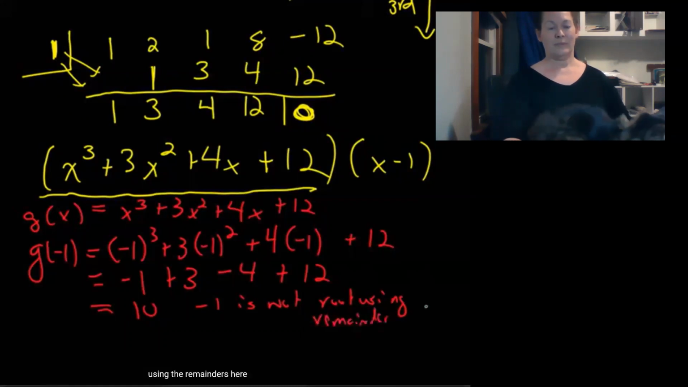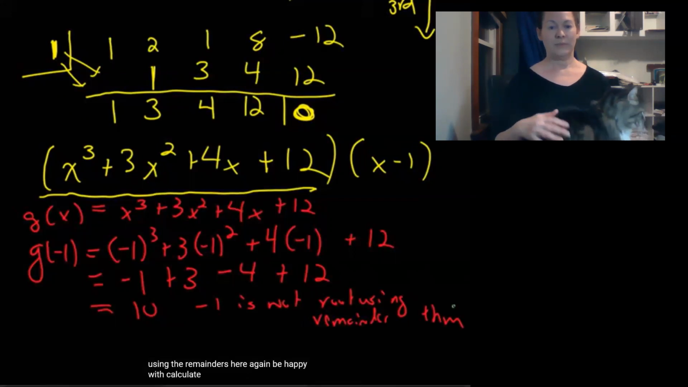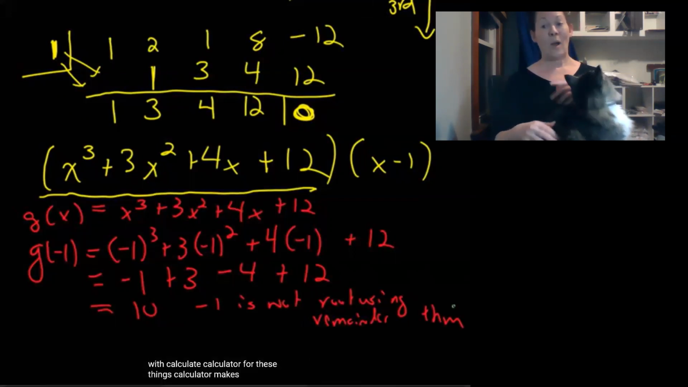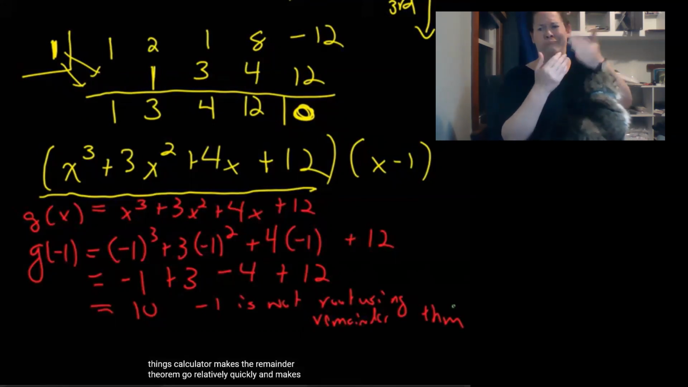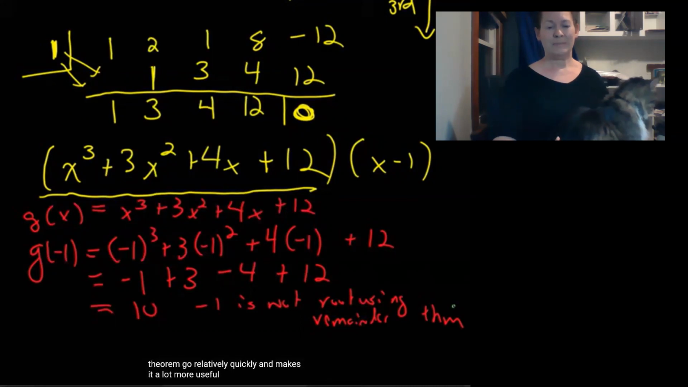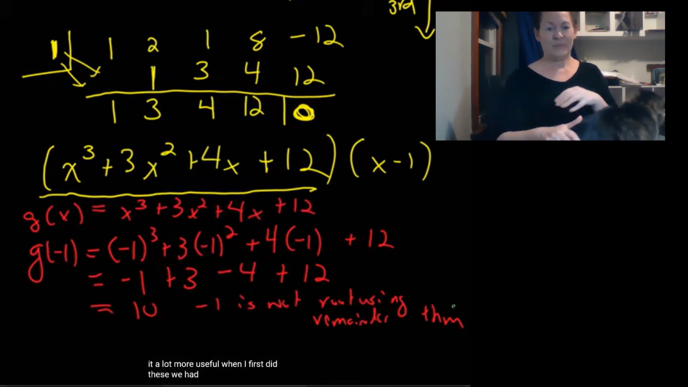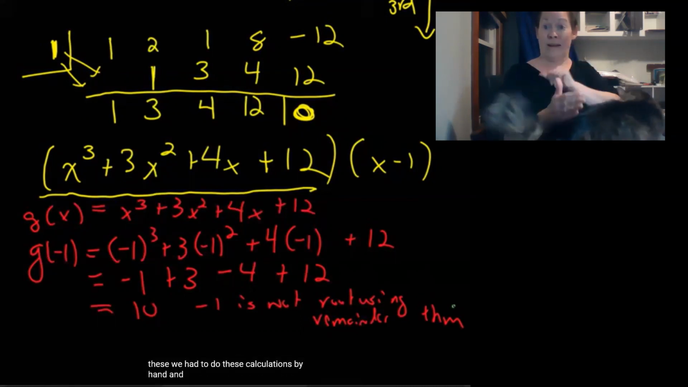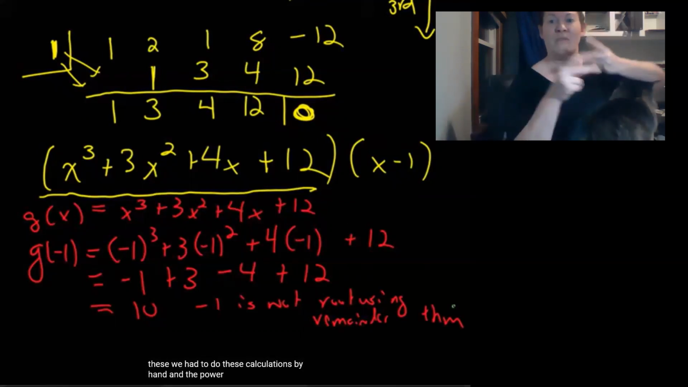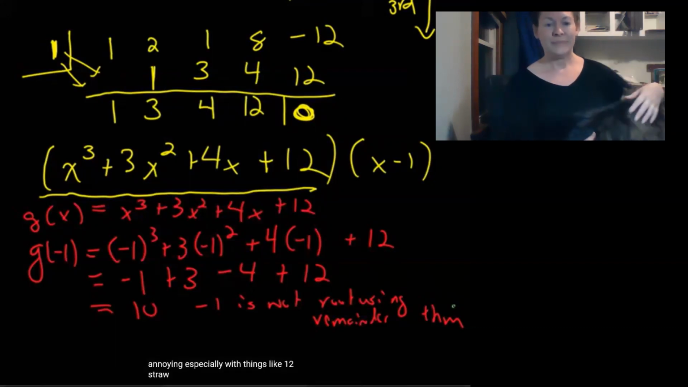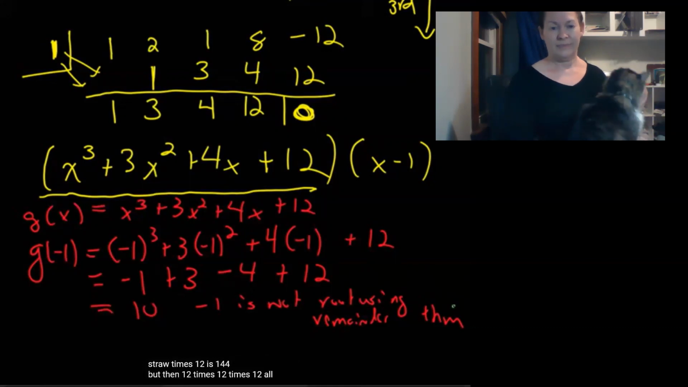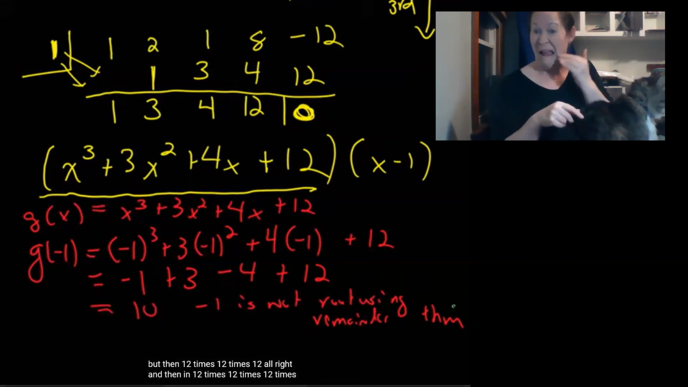Using the remainder theorem. Again, be happy with a calculator for these things. A calculator makes the remainder theorem go relatively quickly and makes it a lot more useful. When I first did these, we had to do these calculations by hand, and the powers of 4 can get annoying, especially with things like 12. 12 times 12 is 144, but then 12 times 12 times 12, right? And then 12 times 12 times 12 times 12.